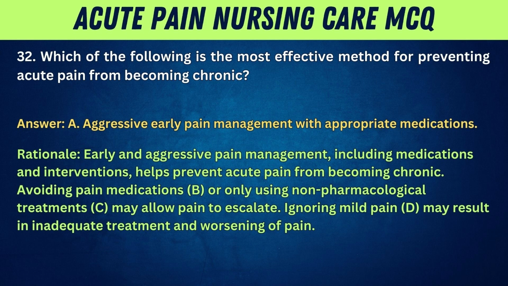Rationale. Early and aggressive pain management, including medications and interventions, helps prevent acute pain from becoming chronic. Avoiding pain medications, B, or only using non-pharmacological treatments, C, may allow pain to escalate. Ignoring mild pain, D, may result in inadequate treatment and worsening of pain.